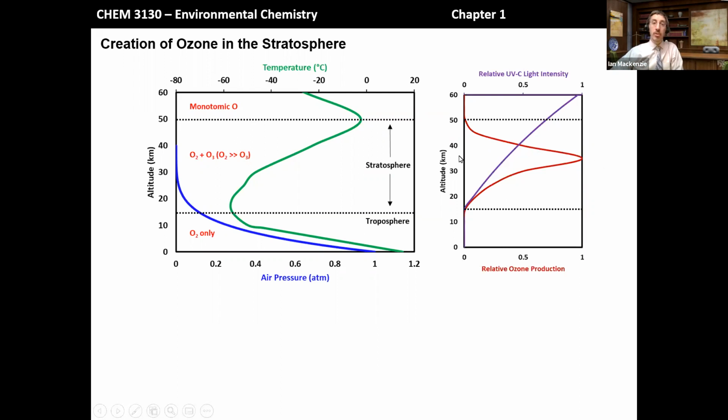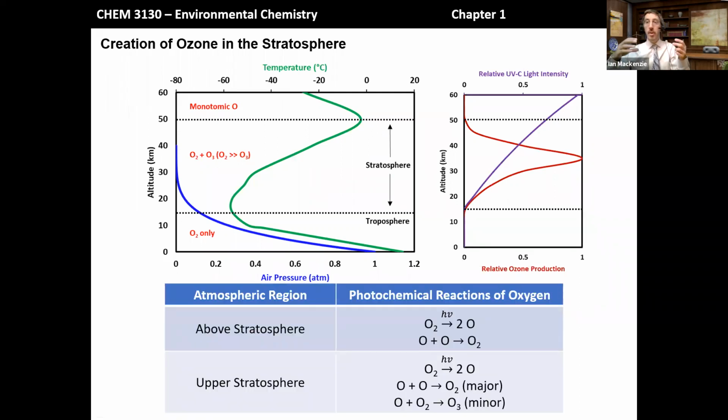So let's break down what's going on in each of the regions of the stratosphere and above and below the stratosphere, and relate that back to the description of oxygen and what form it sits in on the graph on the left. Let's first look above the stratosphere. Above the stratosphere, the air pressure is extremely low, which means that any molecules of O2 present are very, very isolated from any other molecules. And so the primary reaction that occurs is not going to be between molecules, but photochemical dissociation of O2 by UVC light.